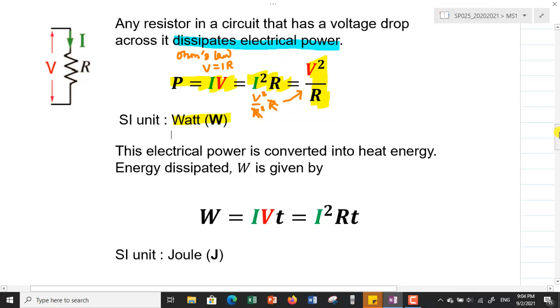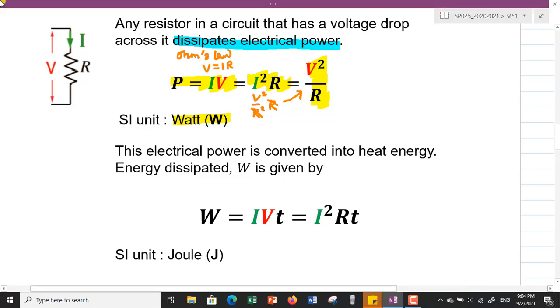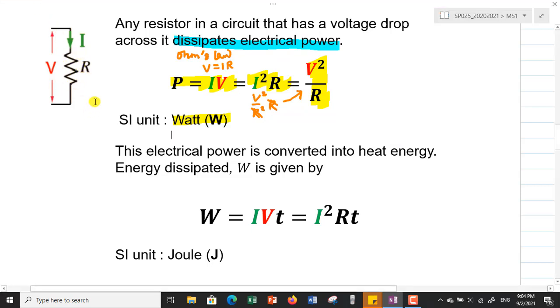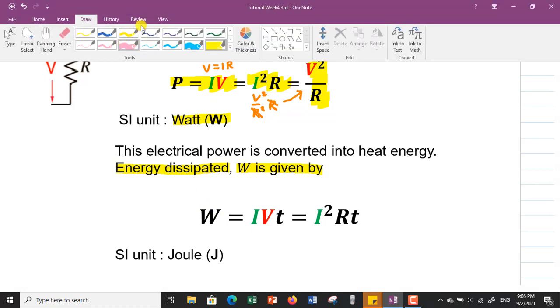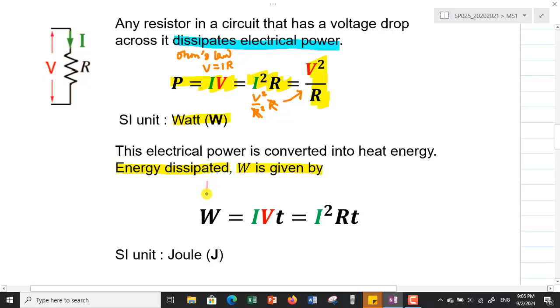Then class, the power actually we can relate with the energy. Normally this electrical power is converted into heat energy. So you will find out that the resistor will get heat up. It will become warm. Dia akan jadi panas. So the energy dissipated through the resistor will be given by, how we get this one? So we have power is energy over time. So energy will be power multiplied time.